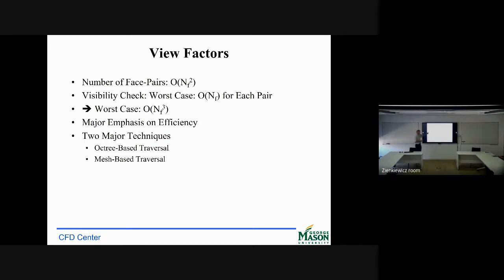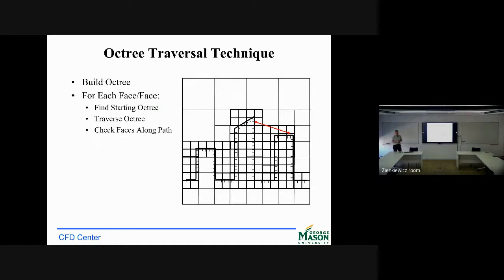Okay, so there's been a major emphasis on efficiency for this. There are many publications, and we tried two techniques. One is the classic octree-based technique, and the second one is a mesh-based traversal. Okay, so the first one is classic.